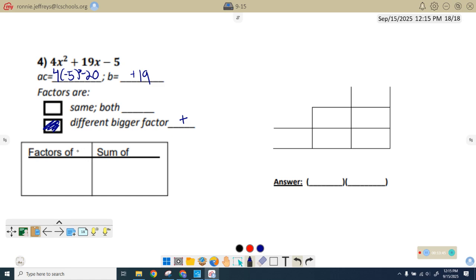All right. So the factors of negative 20 that combine to give us positive 19. All right. I'll give you a hint. When these 2 numbers are 1 apart, 1 is going to be one of the factors. Yep. 20 and 1. All right.